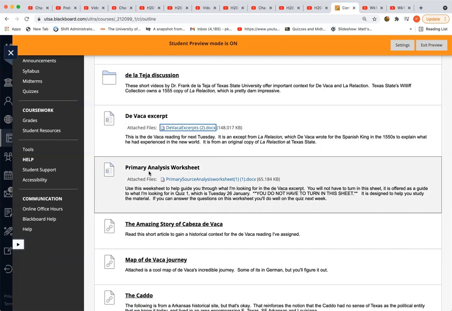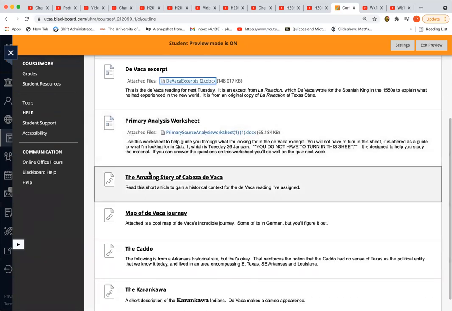And I give you that sheet because if you can answer the questions on the worksheet, you will be able to do well on the quiz next week. You don't have to turn this worksheet in. It's just that what I'm doing in giving you this worksheet is trying to guide you into the information that I want you to take from the de Vaca reading, so you have some sense of what it is I'm looking for, especially on the quiz. So you don't have to turn this worksheet in, but if you can answer the questions on the worksheet, you'll do very well on the quiz. Okay, so what the worksheet is, and maybe I should call it something else, I'm trying to guide you in what I'm looking for in the excerpt of La Relación that I'm having you read.